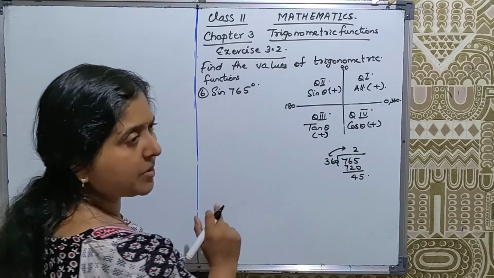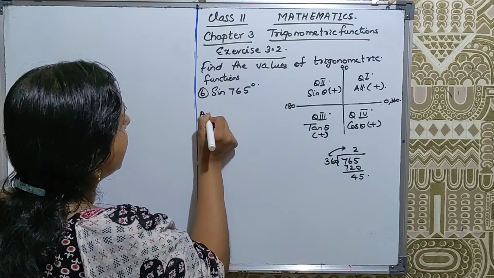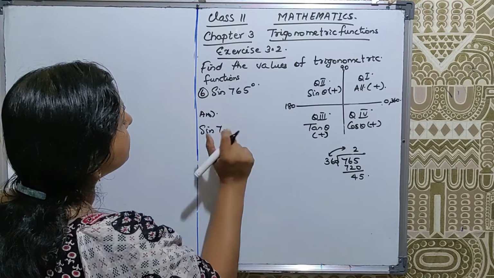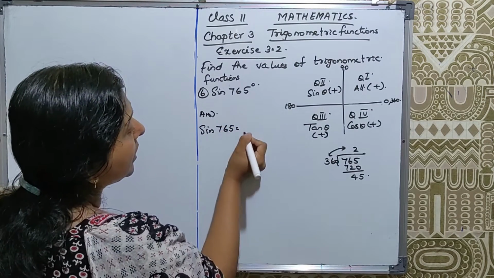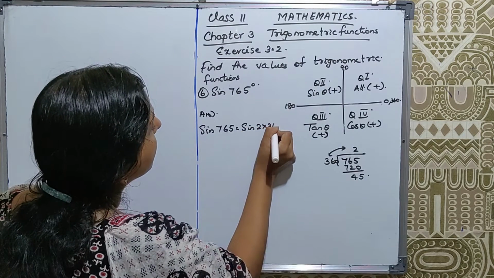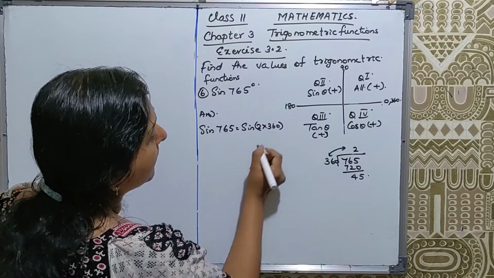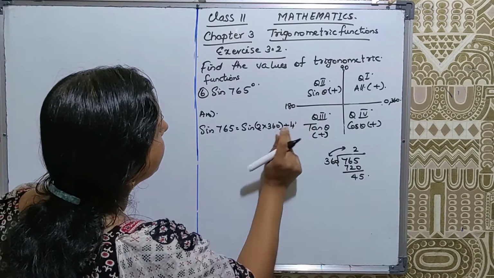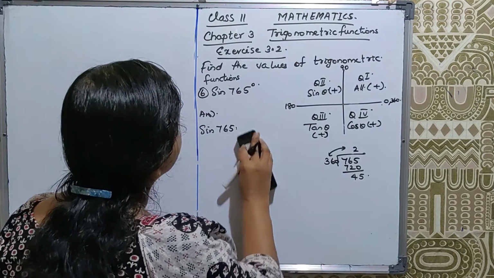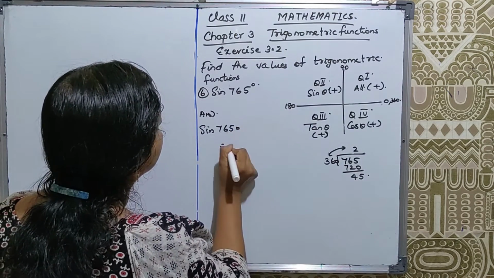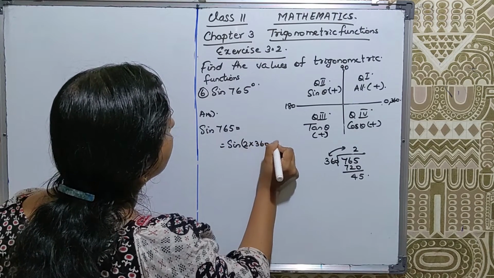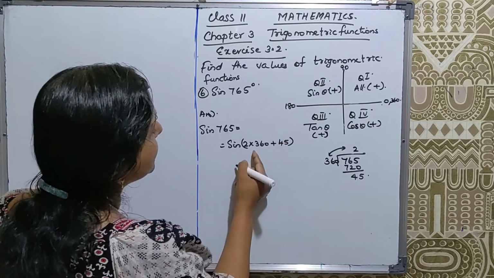So I'll write it in the pattern divisor into quotient plus remainder. So in the answer part I'll write sine 765 equal to sine 2 into 360 plus 45. Sine 2 into 360 plus 45. Why 2 into 360?